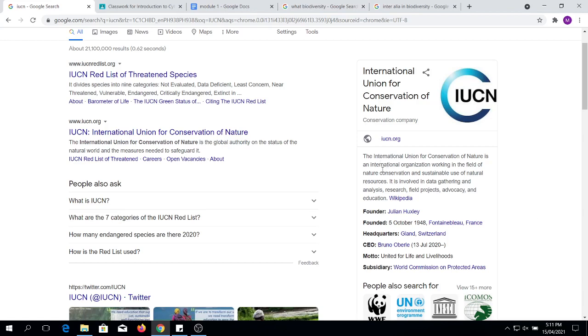So from the word itself, international organization. So it is already expected and understood that many states are members of this organization. So let us continue.